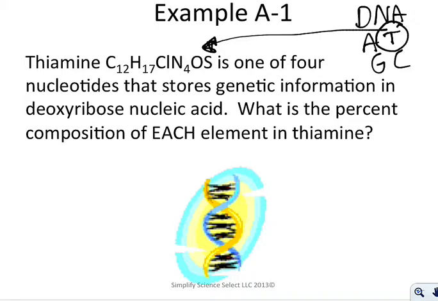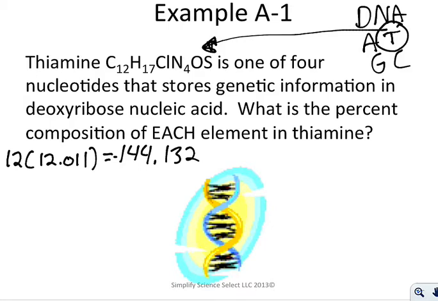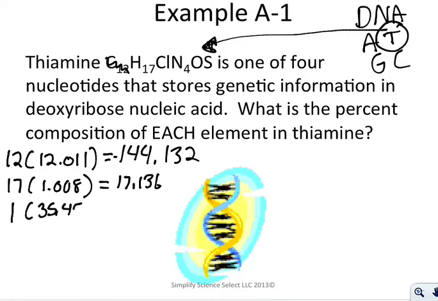So we start off with carbon because it's first. We have 12.011 atomic mass units, and we have 12 of them. So that right there is 144.132. Okay, so carbon is taken care of. Next, we look at hydrogen. Hydrogen is 17, and the atomic mass of hydrogen is 1.008. Multiply that out, and you get 17.136. Next, you have chlorine, and you have one chlorine at 35.45.